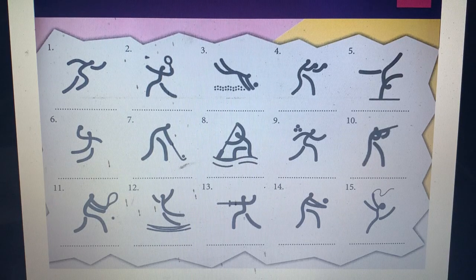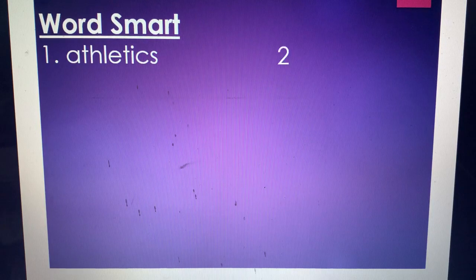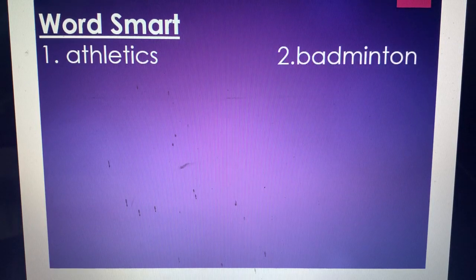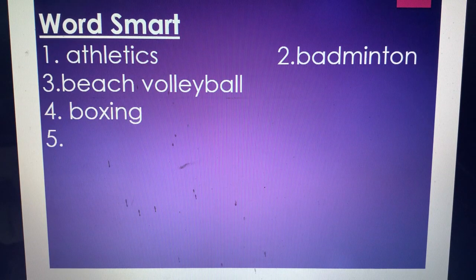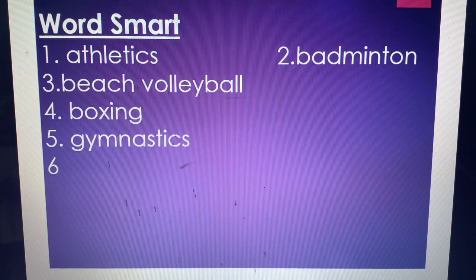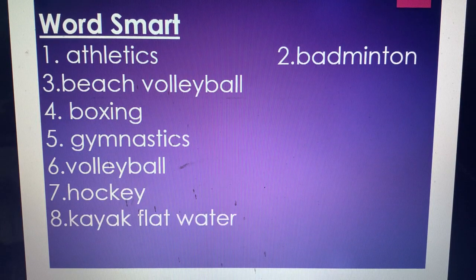This is all about the sports games. So you can see the answers over here now. The first, I have already told you, athletics. Second, badminton. The third one is beach volleyball. The fourth one is boxing. The fifth one is gymnastics. The sixth one is volleyball. The seventh one is hockey. And the eighth one is kayak flat water.